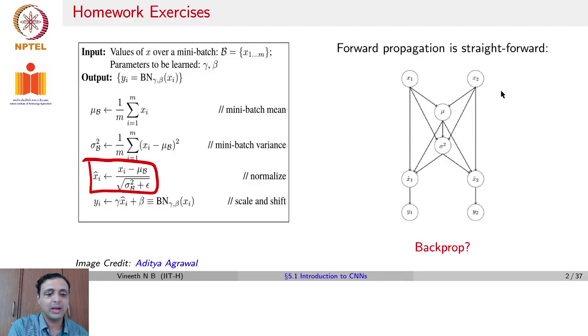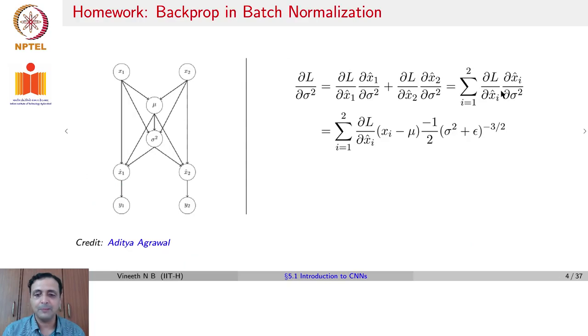So the gradient ∂xi hat/∂sigma just follows the gradient of this particular term, which can be written as (xi minus mu) into minus half into (sigma square plus epsilon), which would have been the denominator, raised to the power minus 3 by 2.